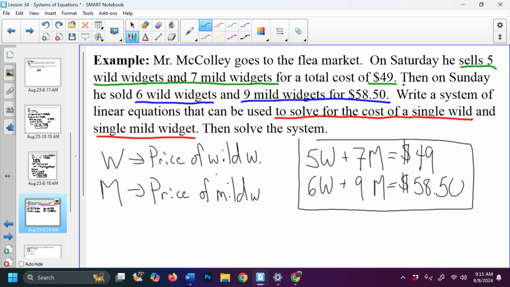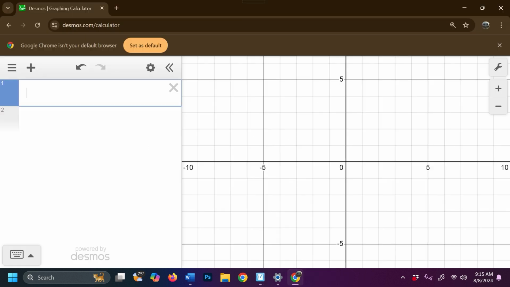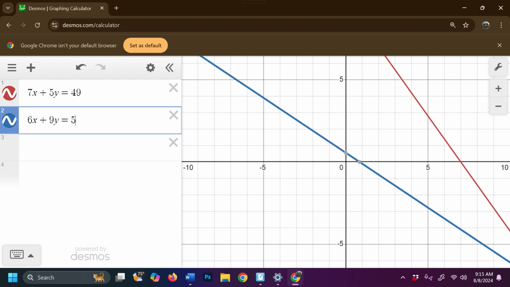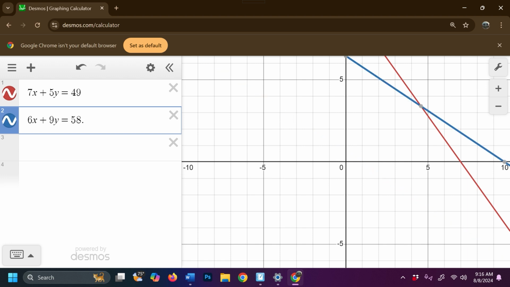Well, there's part A, but it doesn't tell me how to solve it. So let's just use Desmos to solve it for us. And so the equation that I come up with would be 7x plus 5y is equal to 49. And then 6x plus 9y is equal to 58.5. And we can click right here.